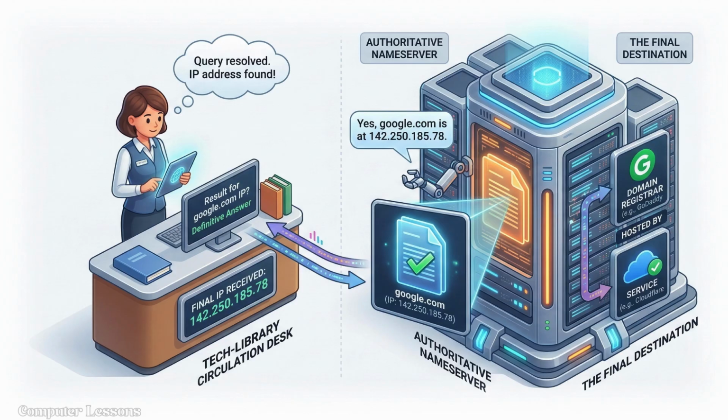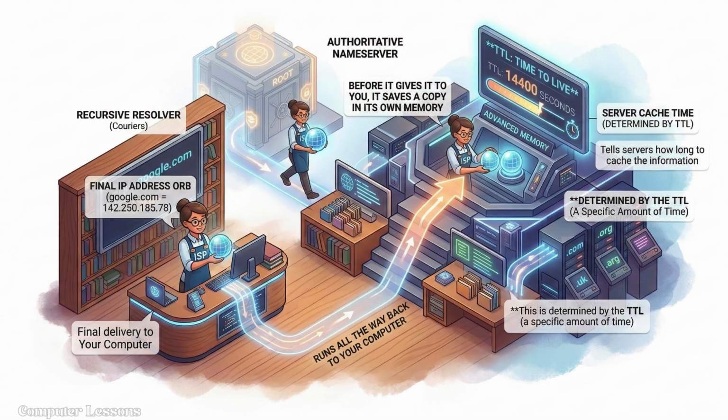This is usually hosted by the domain registrar like GoDaddy or a service like Cloudflare. This server actually holds the record. It answers, "Yes, google.com is at 142.250.185.78." The recursive resolver takes this final IP address and runs all the way back to your computer. But before it gives it to you, it saves a copy in its own memory for a specific amount of time. This is determined by the TTL, or time to live, a setting that tells servers how long to cache the information before checking again.